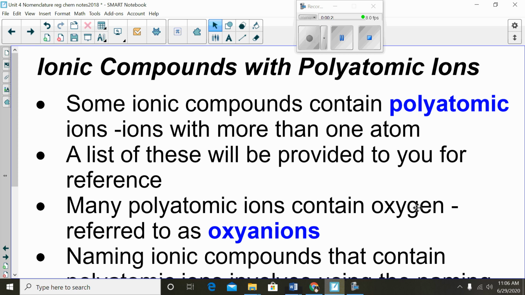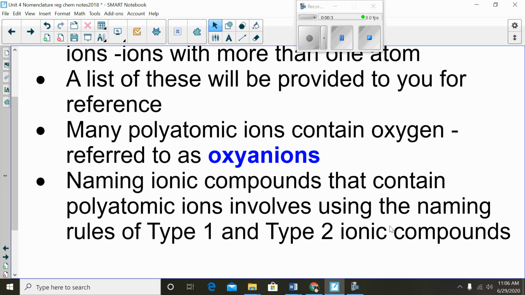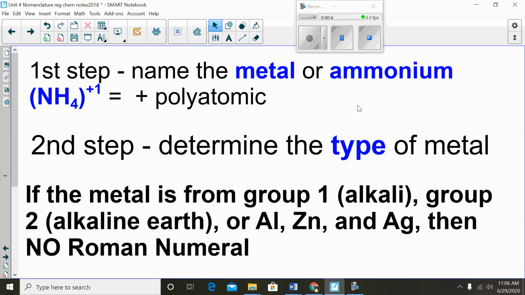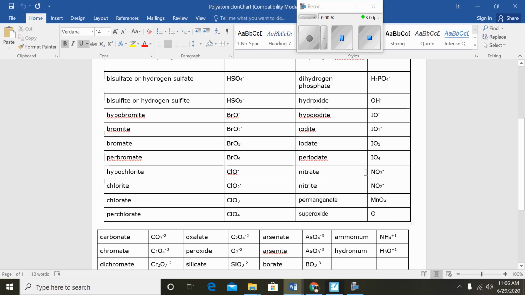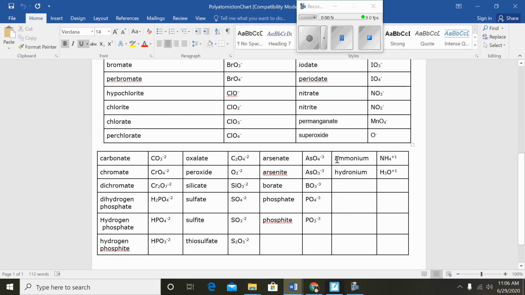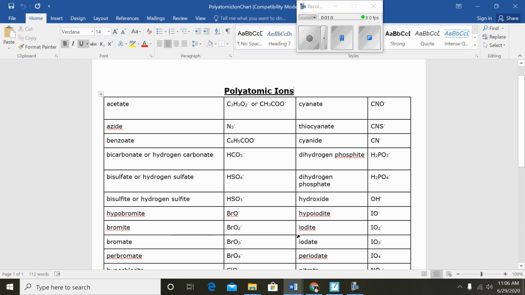Many polyatomic ions contain oxygen, so they're referred to as oxyanions. And naming ionic compounds that contain polyatomic ions involves using the naming rules of type 1 and type 2 ionic compounds. So the first step, again, is to name your metal or ammonium, which is NH4 with a +1 charge. It is a positive polyatomic ion, and it's right here on your chart. So this is a positive polyatomic. All of the others on this chart are negative. So these will be used as your anion in the formula.